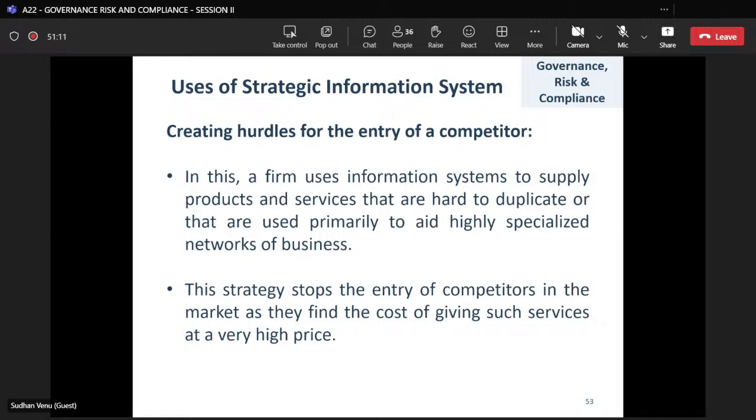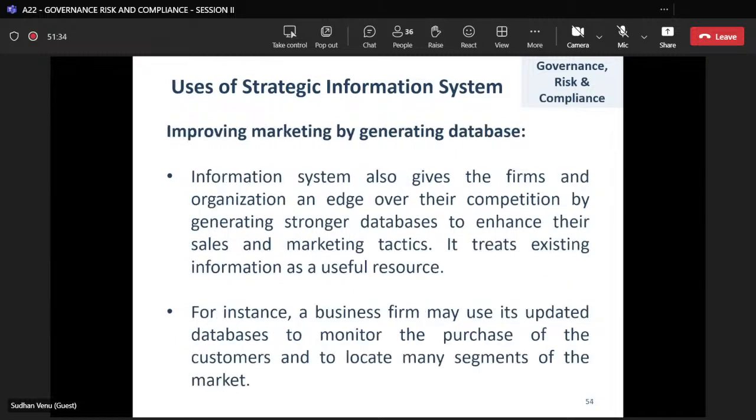It is an essential way of getting the advantage of competition by making customers and suppliers permanent, locking in customers and suppliers. In this information strategy, they are implemented to provide benefits to the customers. So locking customers and suppliers and improving marketing by generating databases gives firms and organizations an edge over the competition.